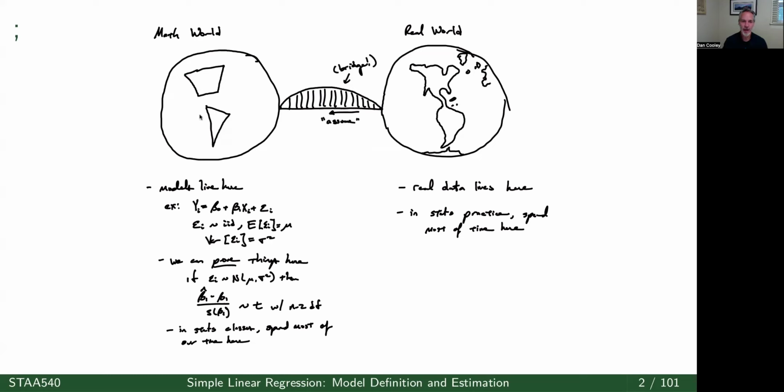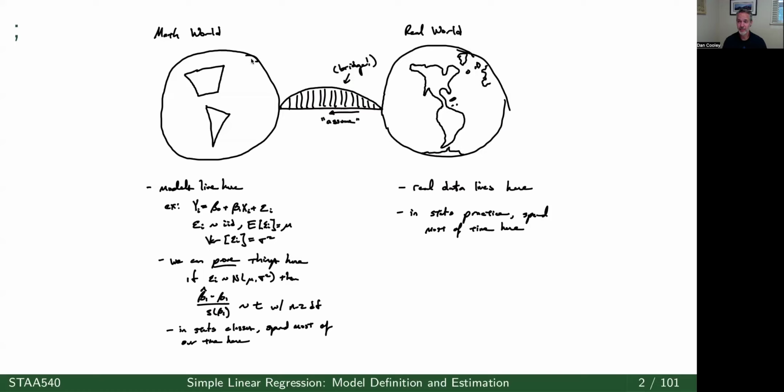And then over here we have the math world. The cartoon picture here is that the math world is a simplification of the real world. We use the math world to describe what goes on over here, but it's a simplification. So we as statisticians work with real data. And the real data, of course, comes from the real world. These may be measurements about trees in a forest. These may be blood work of patients in a clinical trial. But the data comes from the real world.